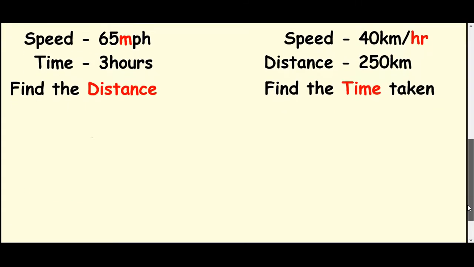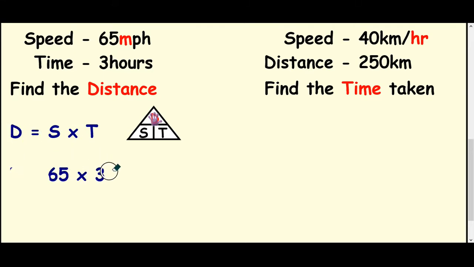Okay, next example, we've got speed is 65 miles per hour, time is 3 hours, find the distance. Again, using your triangle, you cover up the D at the top and you've got S times T. So this one we're doing 65 times 3. To get the distance, we need our units to be correct. Looking up here, it's miles per hour, so that's going to be 195 miles.